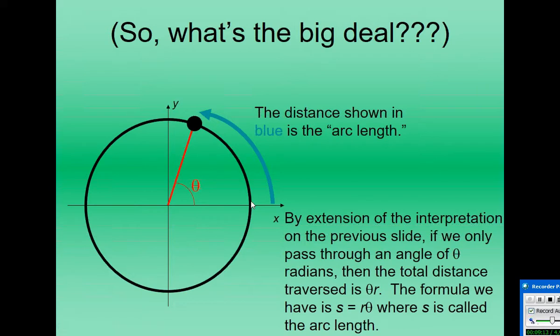Arc length is often represented by lowercase s, as you see towards the bottom of the screen. And if I measure my theta in radians, then it turns out that the arc length s is simply equal to the radius of the circle times theta measured in radians. So it gives us a very, very quick way of determining the arc length.